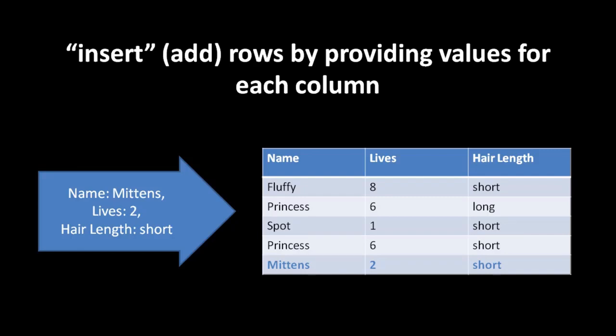So by this point we've actually now covered all the core concepts of querying data, but what about actually adding data into the database, or updating data, manipulating data? Well, when it comes to adding a row to a table, this is called an insert operation. And unsurprisingly, if you want to insert a new row, you have to provide a value for each column. So here in our cats table, we're inserting a new row, and we're providing a name value mittens, a lives value 2, and a hair length short. And now we have a cat, mittens, with 2 lives and short hair.